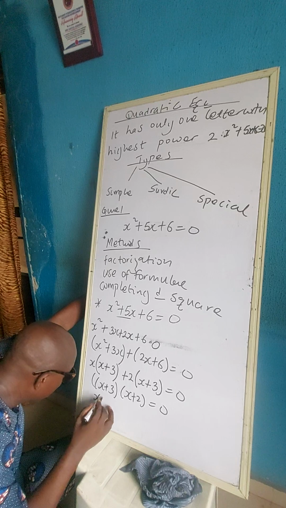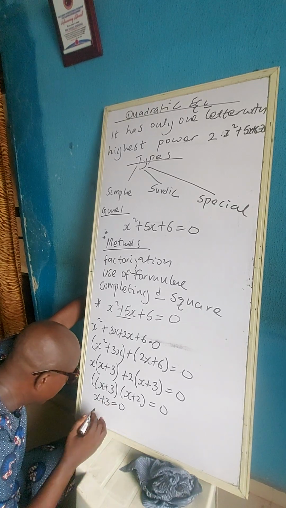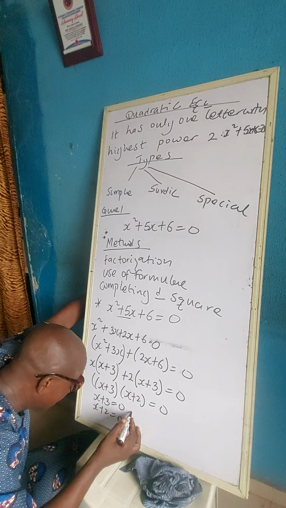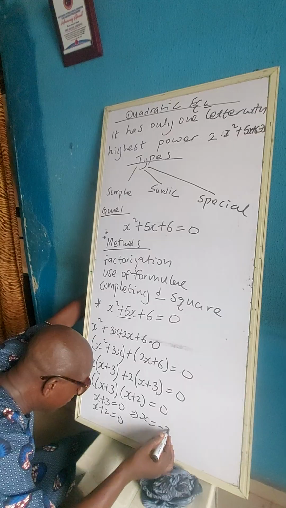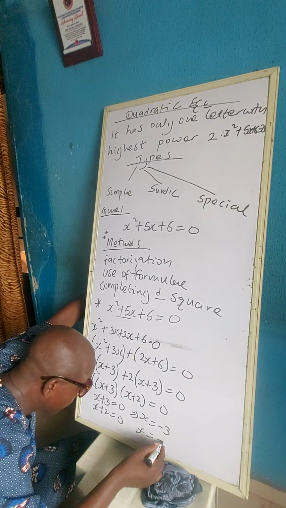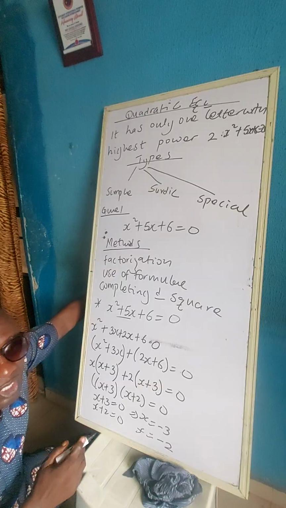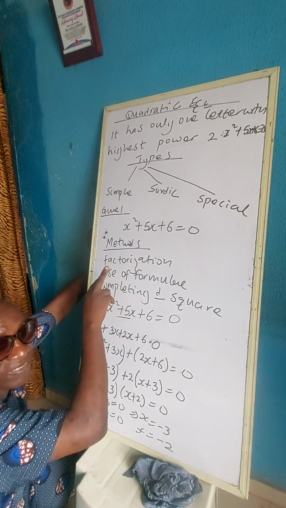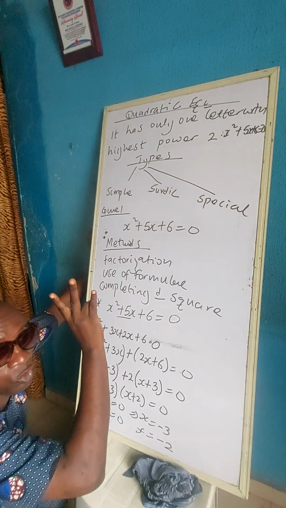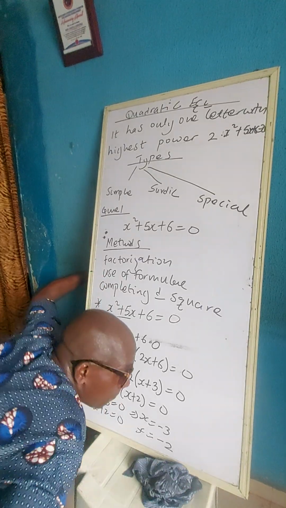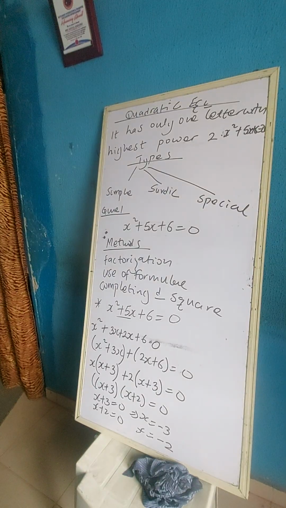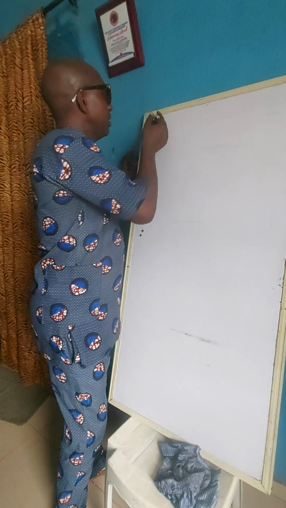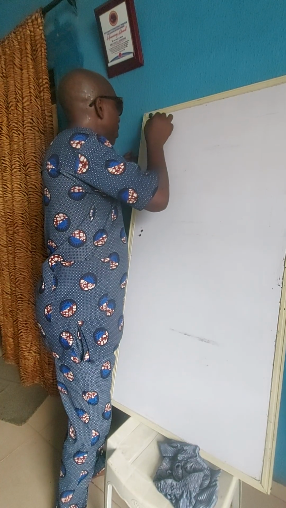That means x plus 3 equal to 0, x plus 2 equal to 0. That means x equal to minus 3, x equal to minus 2. In a quadratic equation, you must get 2 answers. That is why the highest power of that variable, that letter, is 2. You must get it. We move to the next method to solve, which is the use of formula. Let's go to that one. Next, we are moving to use of formula.